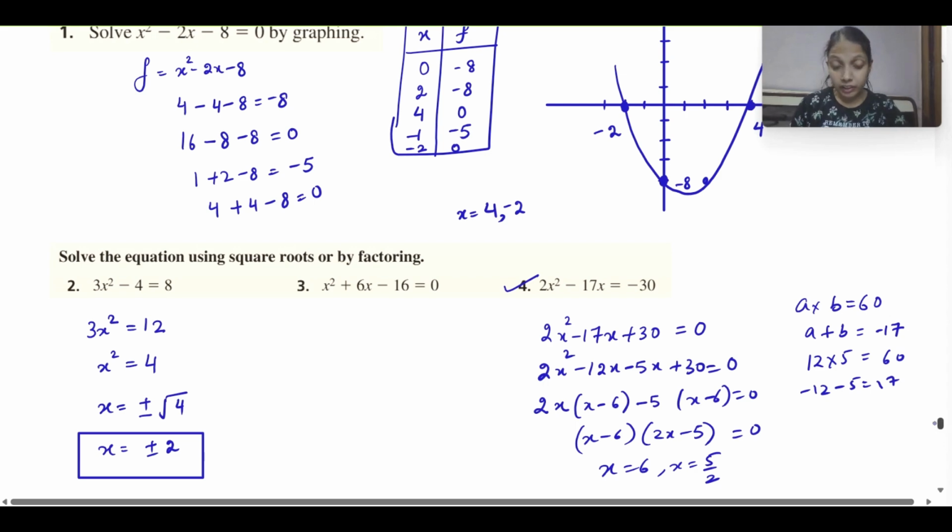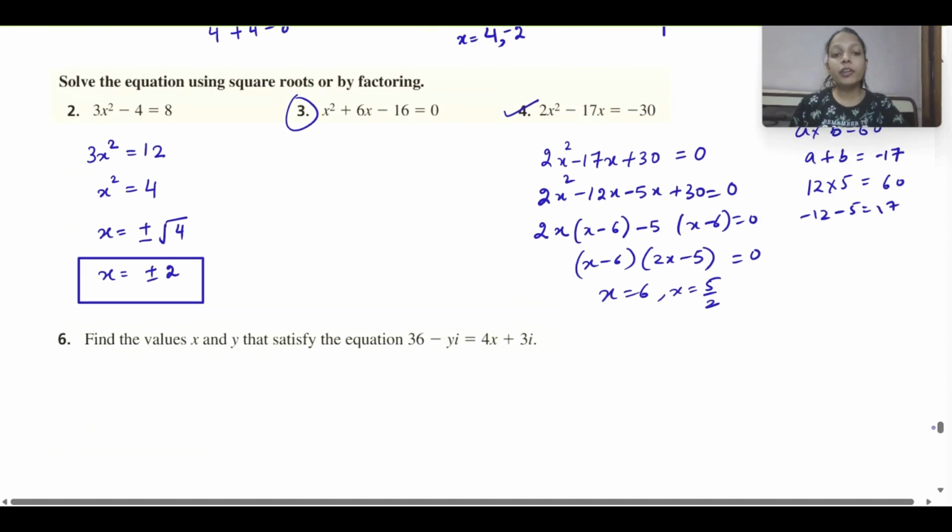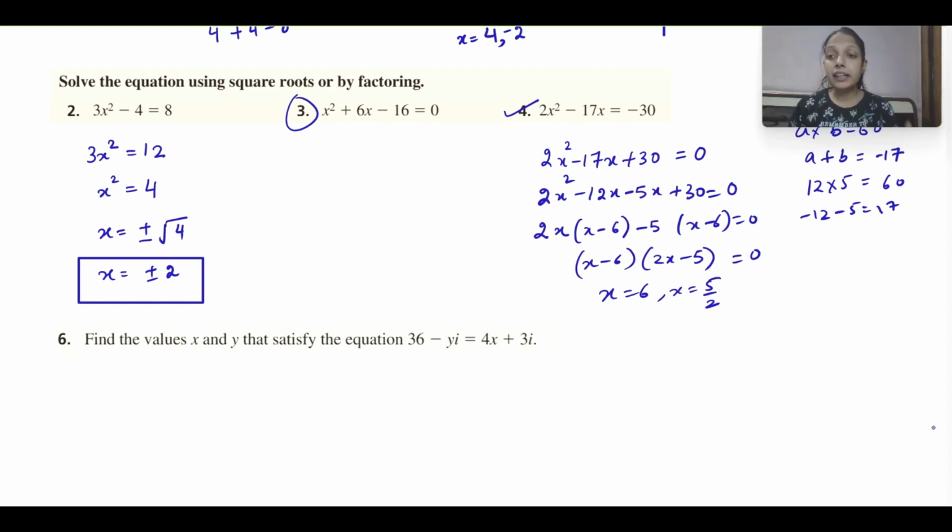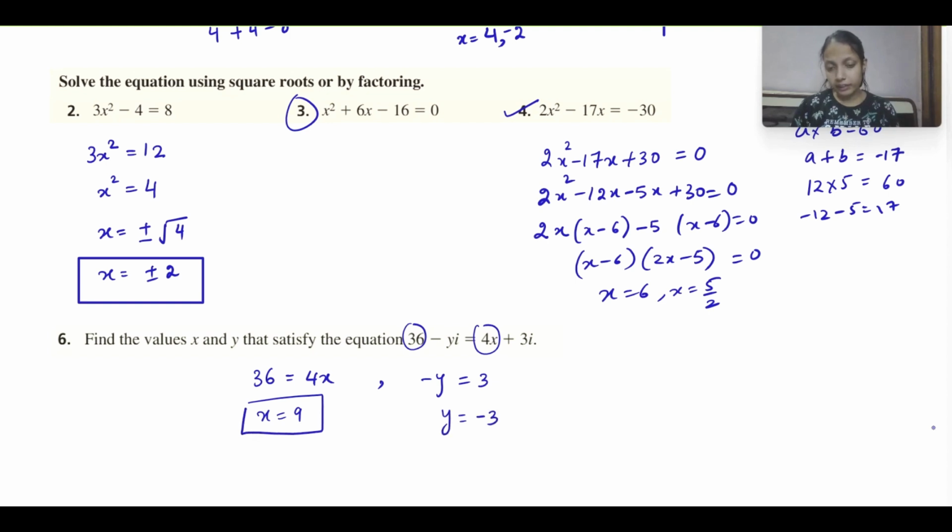Okay. So the third question you can try yourself. Next, find the values of x and y that satisfy the equation. So what type of equation is it? It is a complex number equation, and we learned two complex numbers are equal if and only if their real parts are the same and their imaginary parts are the same. So the real terms are 36 and 4x. These two must be equal. And then the imaginary part, −y must equal 3. Here x is 9 and y is −3.